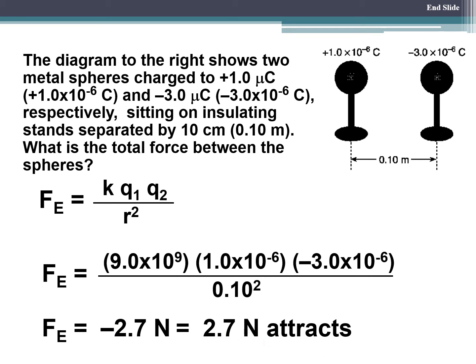And you can see that in the problem, because if we have a positive charge here and we have a negative charge here, then that means those two charges are going to attract each other. So that gives us a negative force, which means attraction, meaning that the force is in toward each other.